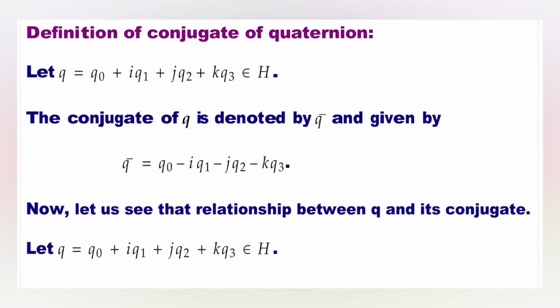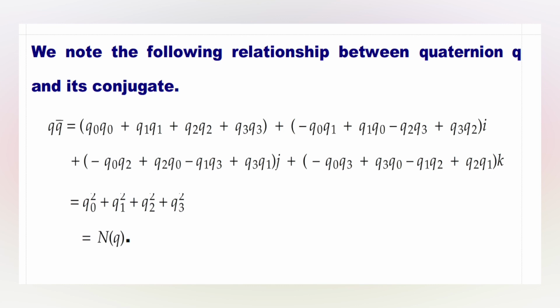Next, definition of conjugate of quaternion. Let Q is equal to Q0 plus iQ1 plus jQ2 plus kQ3 in H. The conjugate of Q is denoted by Q bar and given by Q bar is equal to Q0 minus iQ1 minus jQ2 minus kQ3. Now, let us see the relationship between Q and its conjugate. Let Q is equal to Q0 plus iQ1 plus jQ2 plus kQ3 in H. We note the following relationship between quaternion Q and its conjugate.